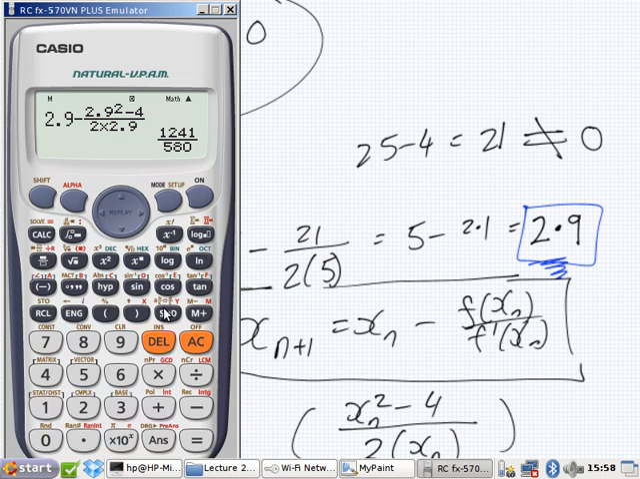And now I get 2.13. So what's happening? I'm moving towards the root. But is there some way to type this into the calculator so we can automatically put the answer into the next calculation? There is, watch.